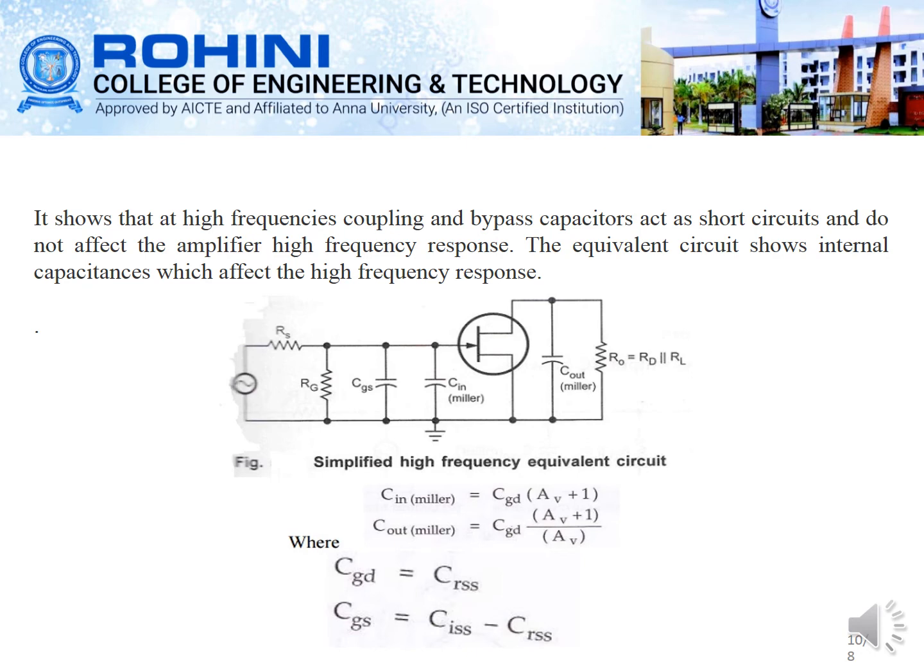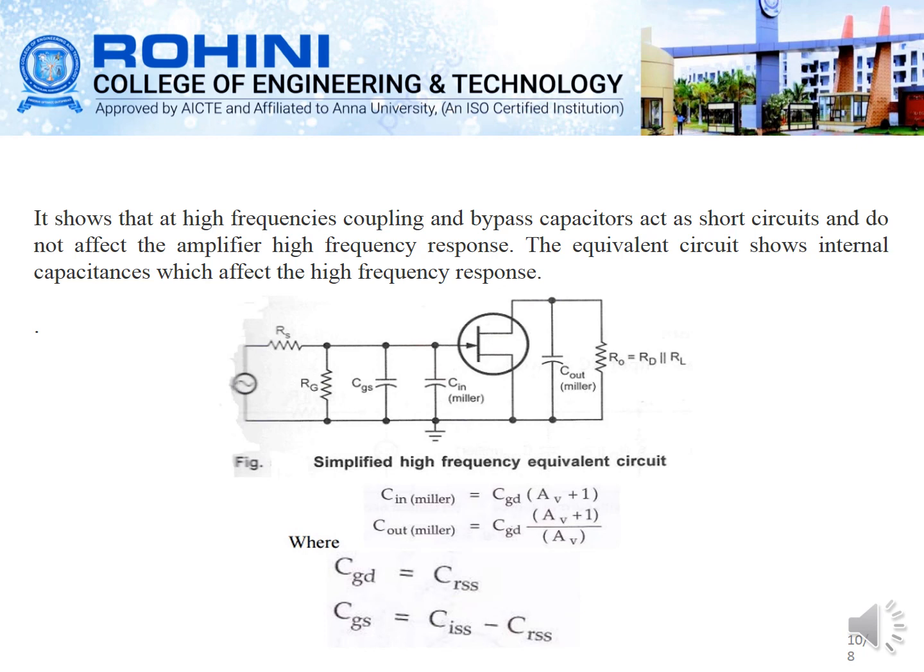This shows that at high frequencies the coupling and bypass capacitors act as a short circuit, which will not affect the high frequency response. This equivalent circuit shows the internal capacitances which affect the high frequency response. In Miller's theorem we divide the capacitance into two parts, one on the input side and one on the output side. The Miller input capacitance is equal to CGD times AV plus 1, and the output side is written as CGD times AV plus 1 divided by AV.